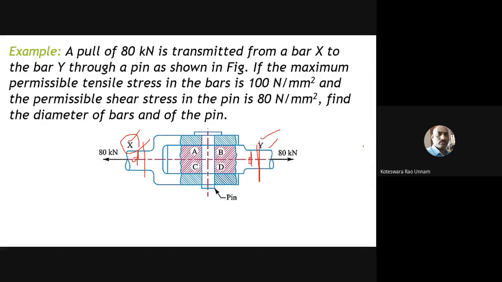Now we need to identify what kind of load is acting on this bar. Let us say I choose Y instead of X, or I can choose X instead of Y. That is our choice. You can choose X or Y, it doesn't matter here, because both are the same. Both are subjected to the same kind of load. Now, looking at this bar Y, this 80 kilonewtons, how is it acting?